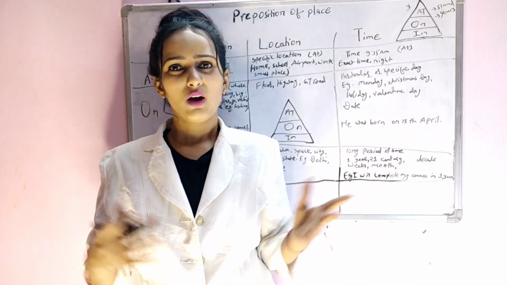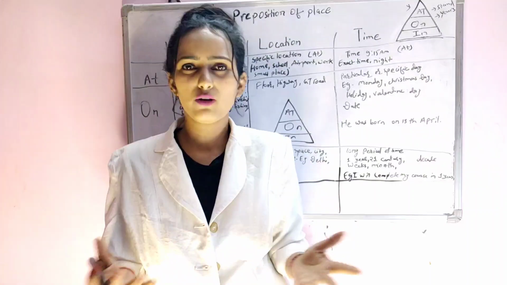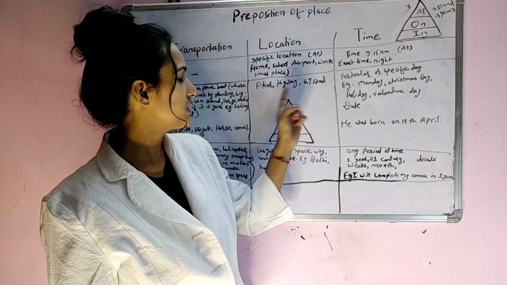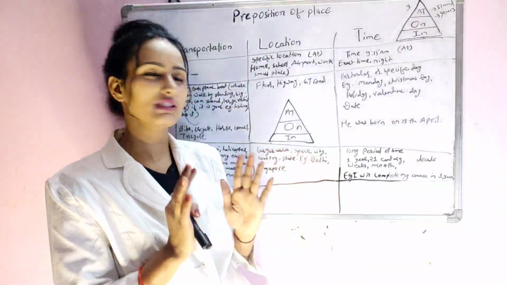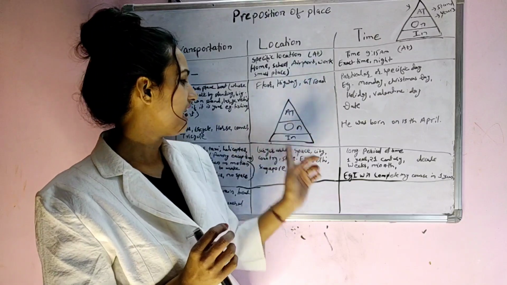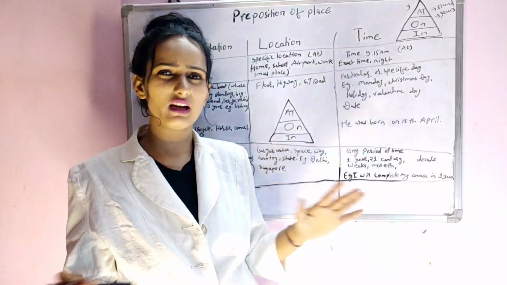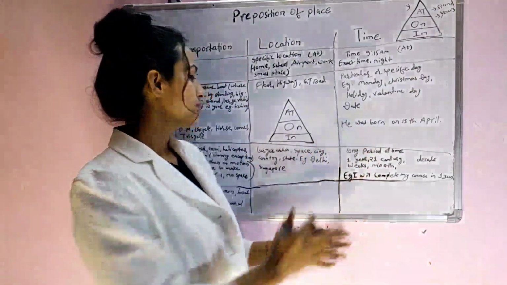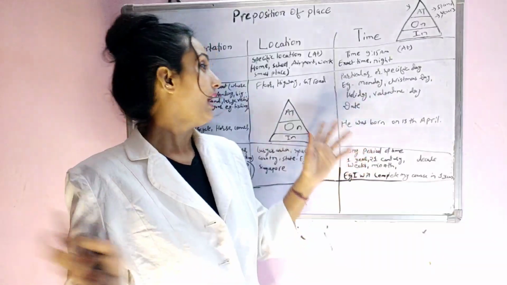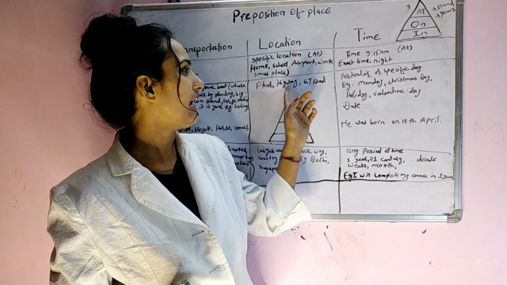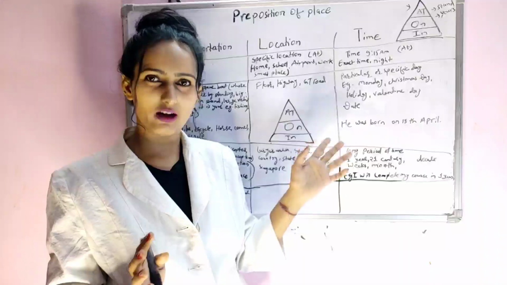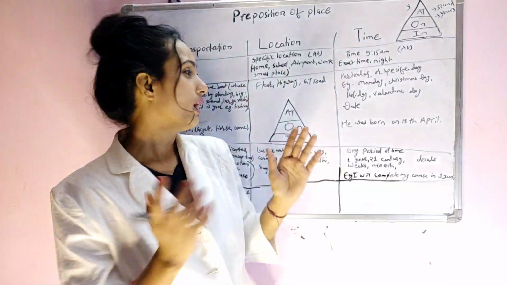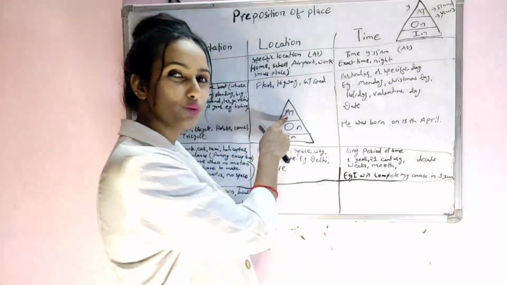Now you might be thinking, which is a small place, which is a big place, how to identify this? Now I am telling you. Compare this airport, this highway and this Delhi. Which one is smaller? Delhi is a big city, so obviously it is very big in size and occupies a large area. Highway is bigger than the airport. So among these three, the airport is very small. Since it is small, that's why you have to use at here.